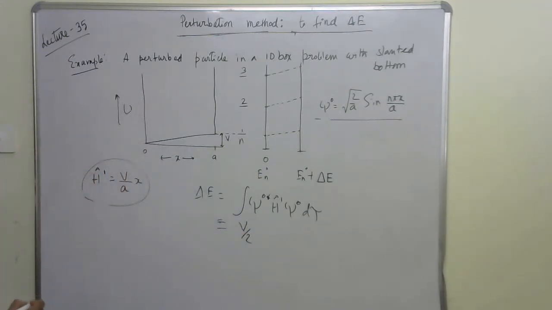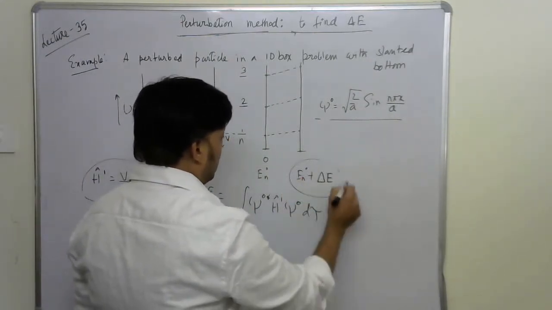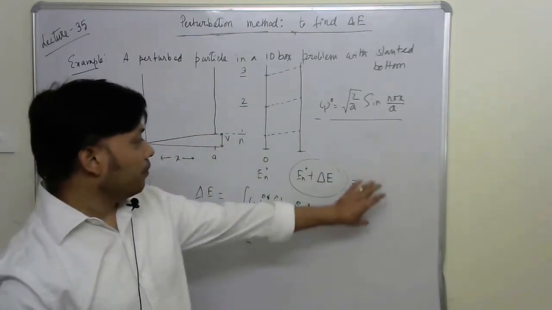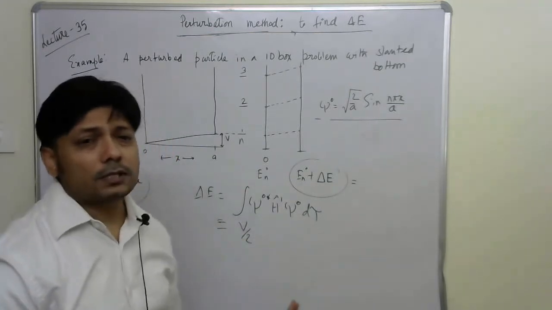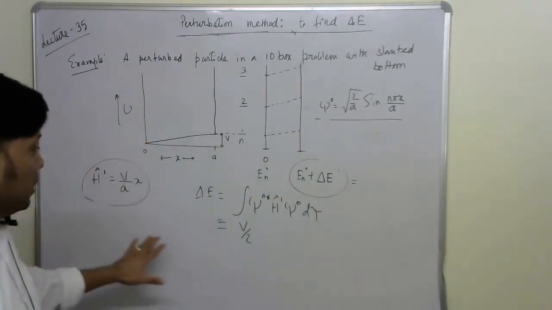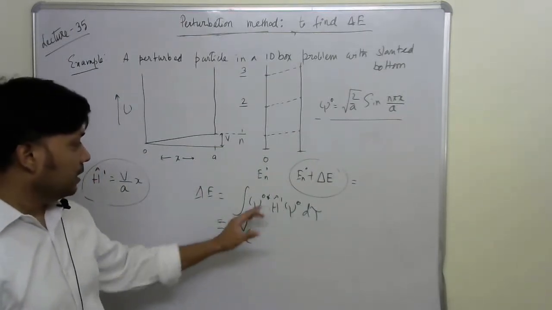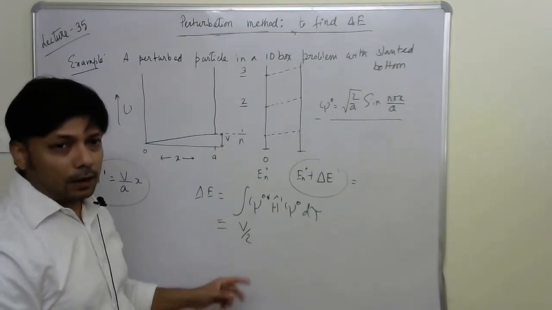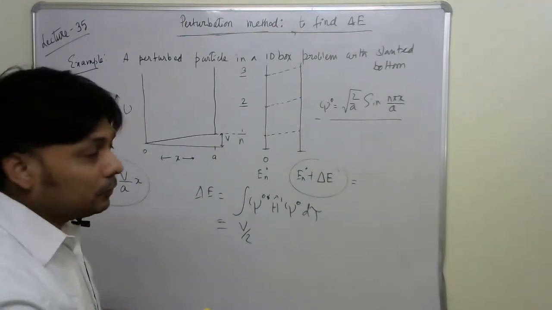So therefore the energy, that is E0 naught plus delta E, is equal to the energy term for the free particle in a 1D box plus V by 2 plus some other terms which we can neglect at this time point. So you see, this is a much simpler approach to find delta E. So we can directly use this expression and find the value of delta E. And of course this is a finite value.